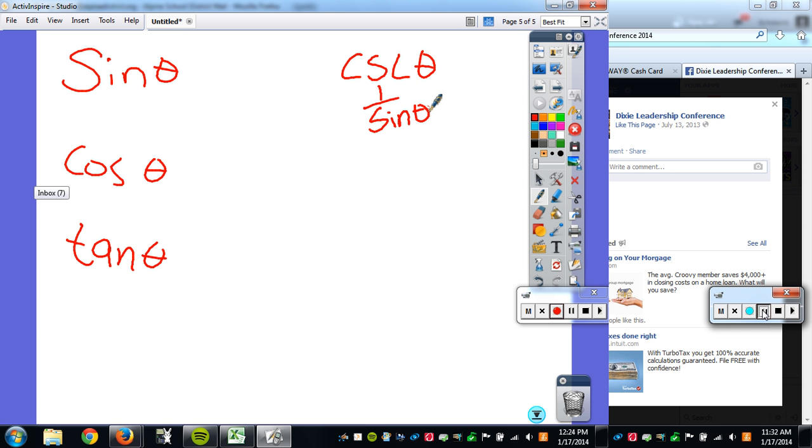Okay. Who goes with cosine? Secant. Secant is 1 over cosine. Okay? And who goes with tangent? How many of you guys had your teacher teach you this last year? Thank you.